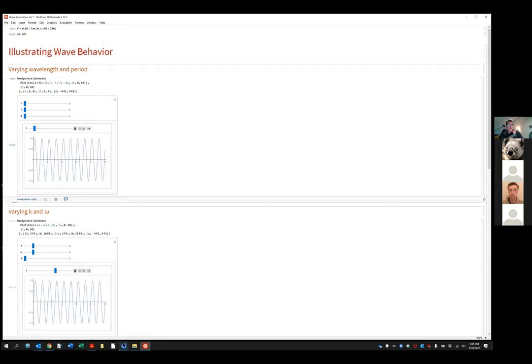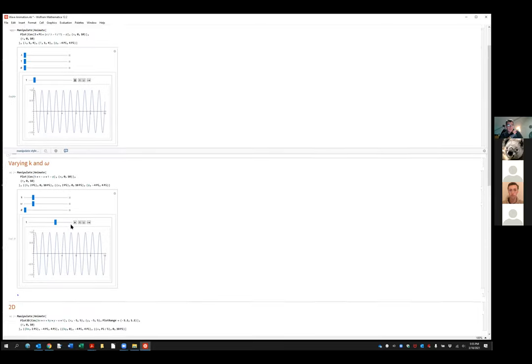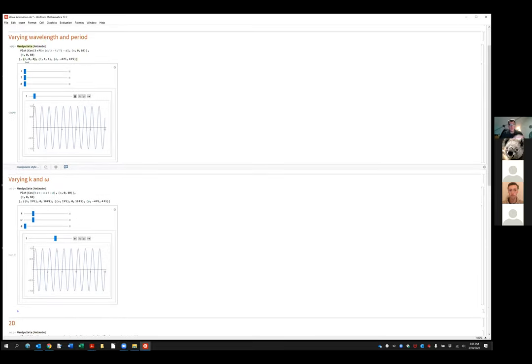I don't know why my animation is starting and stopping. It shouldn't be doing that. Mathematica sometimes runs slow for me, but just hit Shift Enter again. And you're able to play with the wavelength. And you're able to play with the period. And if you make the period longer, it goes slower. And if you make the wavelength longer, it goes faster.